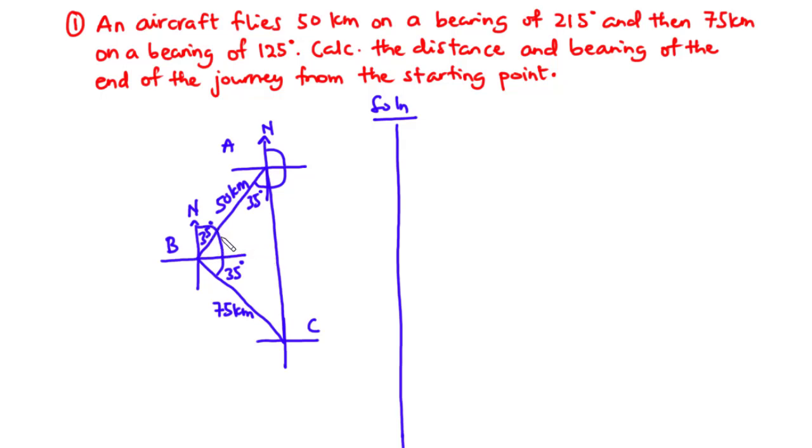Now the whole of this angle is 90 degrees. So 90 minus 35 is 55. So this angle is 55 degrees. 55 plus 35 is 90. So it means that the whole of this angle is 90 degrees. Now since one of the angles of this triangle is 90 degrees, then we can use Pythagoras theorem to find the distance of the longest side, AC. So that is going to be the distance of the end of the journey from the starting point.